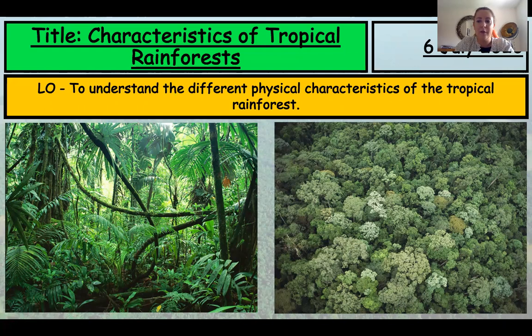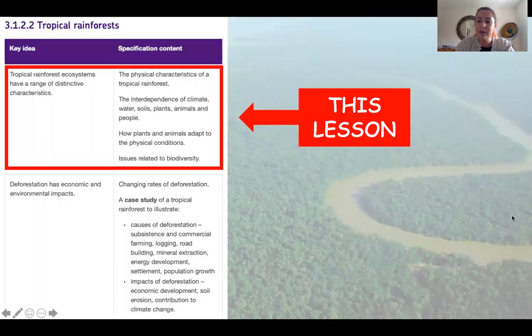Our title for this week's lesson is Characteristics of Tropical Rainforests, and you can get the learning objective down as well within your geography notes. We're now on to the second part of this topic, starting to look at tropical rainforests, and there is quite a lot to look at today.